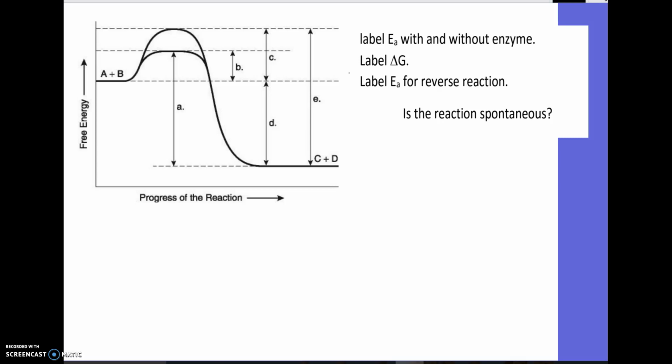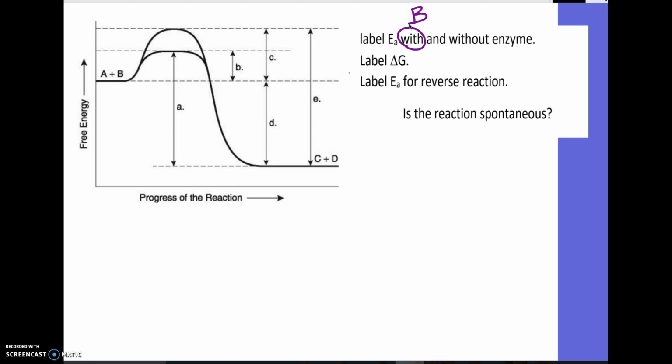Right, first question. You will be guaranteed to see a graph like this on the test. There's a couple different things I could ask about it, so I asked a whole bunch of stuff about it as samples. The first thing it asks you to do is to label the EA, which stands for what? Activation energy. So what is the activation energy with the enzyme? With the enzyme would be B.